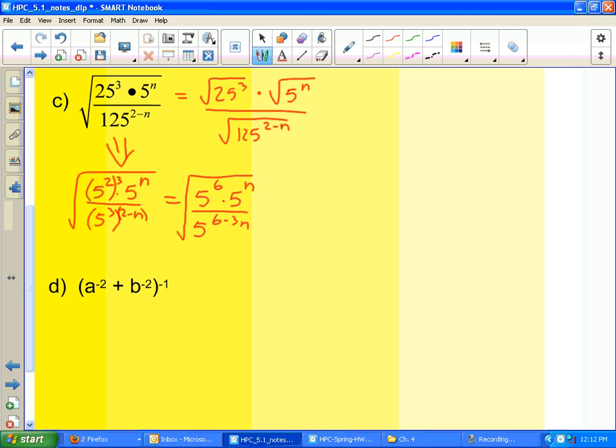I've got a power property on the top where I add them: 6 plus n, 6 minus 3n, still underneath. Then I've got quotient properties, subtract them: 6 plus n minus, and I'm going to stick this in parentheses because it's a distribution problem now, minus the power of 6 minus 3n, and still underneath the radical.